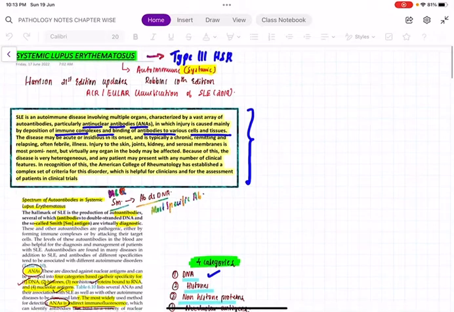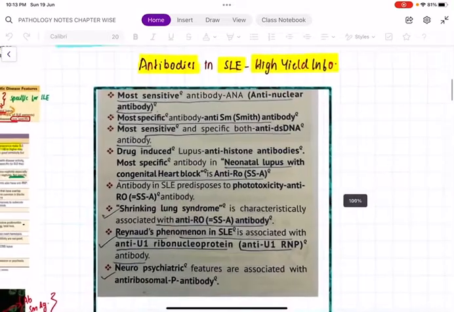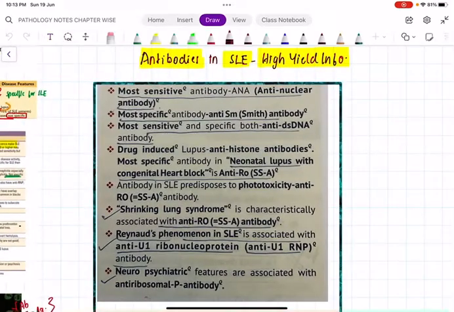But before going into that, I want to give you a quick review of what we discussed last class. Here I would first like to discuss the various antibodies we would come across in systemic lupus erythematosus. This table is very important because this question has been very commonly asked in the PG entrance exam: what is the most sensitive, what is the most specific antibody, and so on.